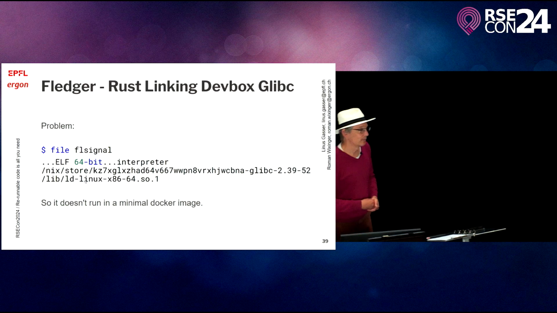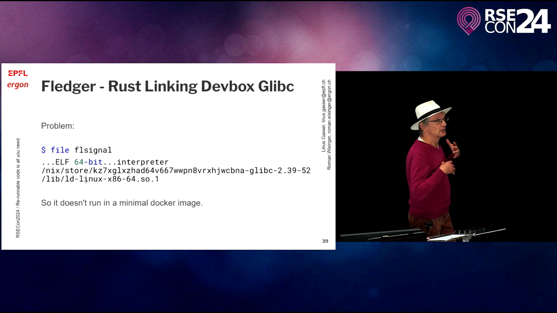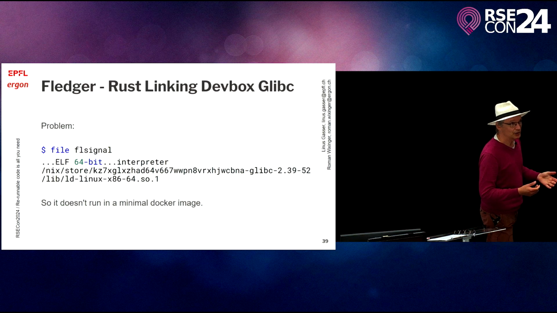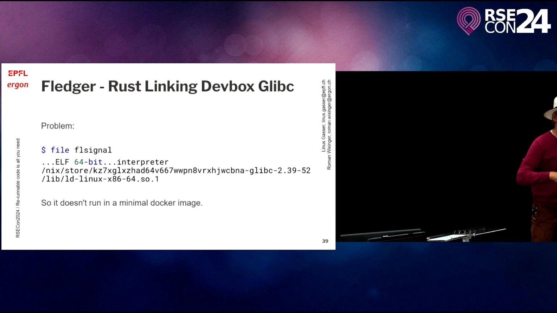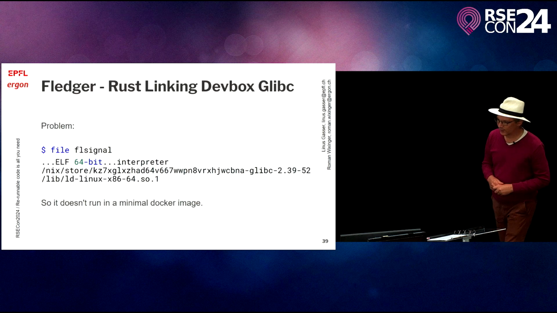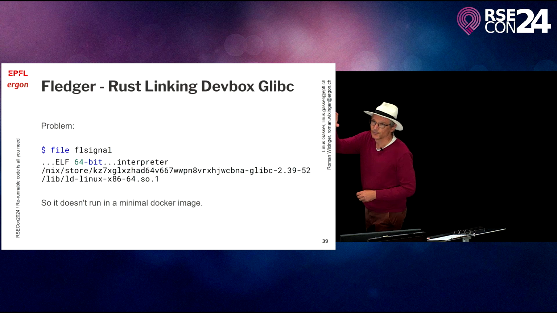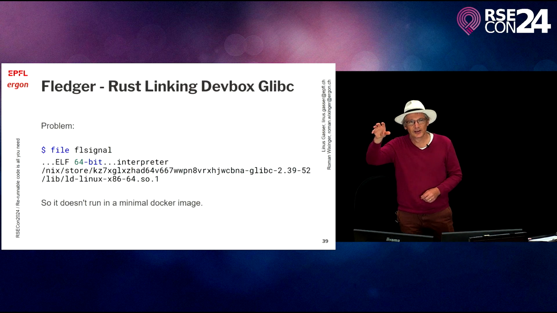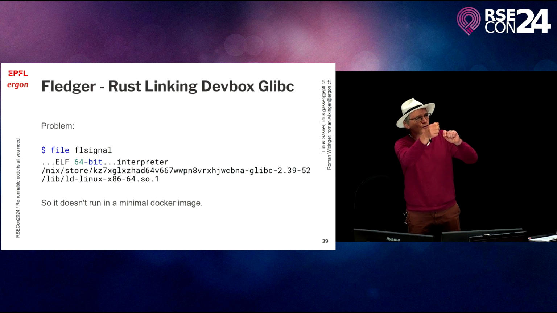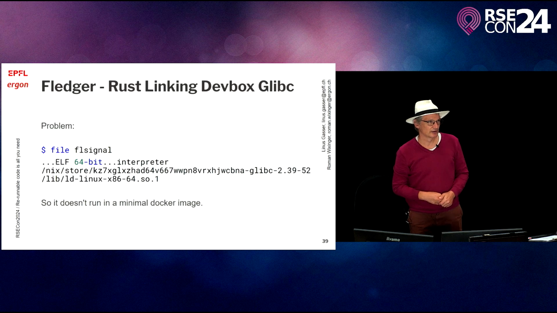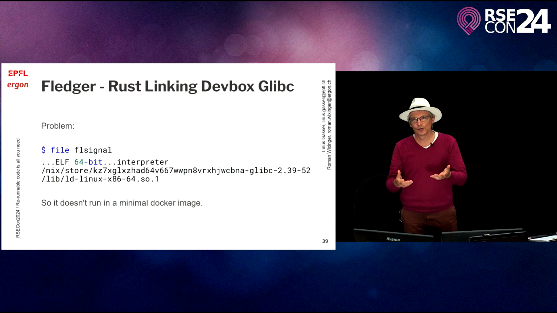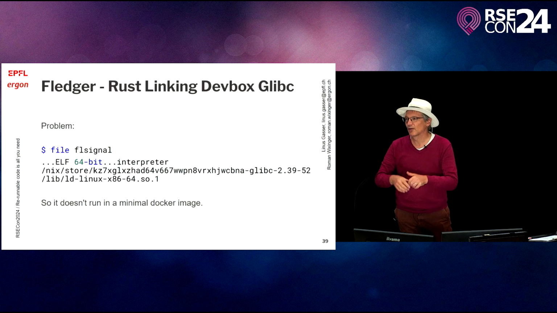Now, why is this a problem? When you do a Docker image, at least when I do a Docker image, I do these two-stage Docker images. So I start with one FROM, where I do the whole compilation. Then I make a second FROM, where I just copy the binary into it, which makes the final Docker image much smaller. I don't have all the development tools.